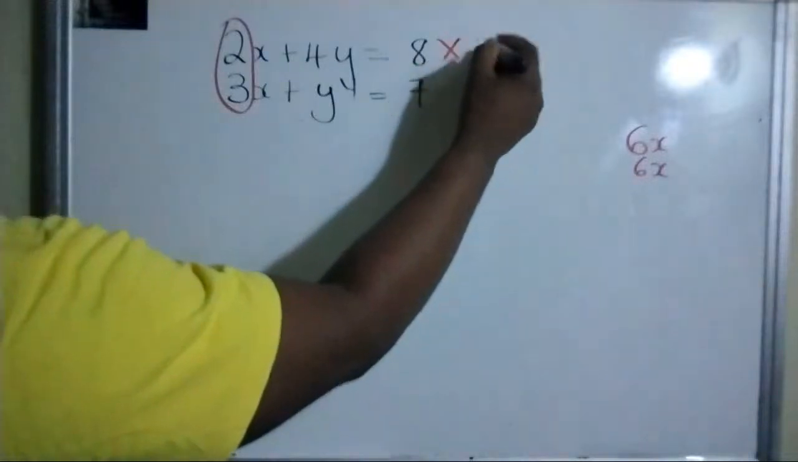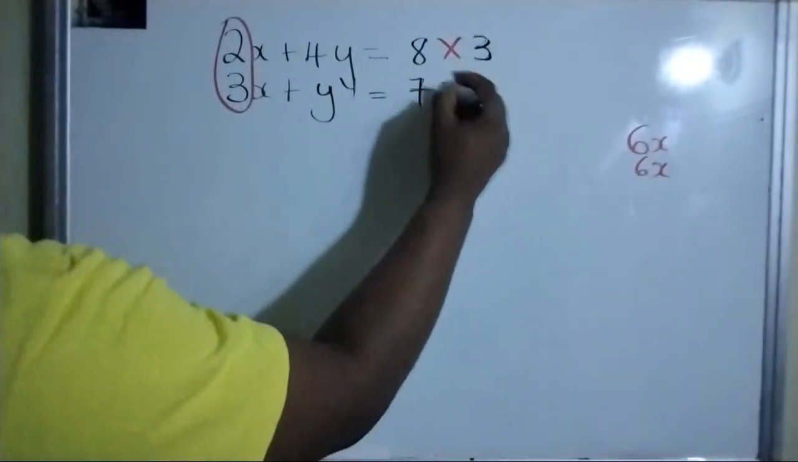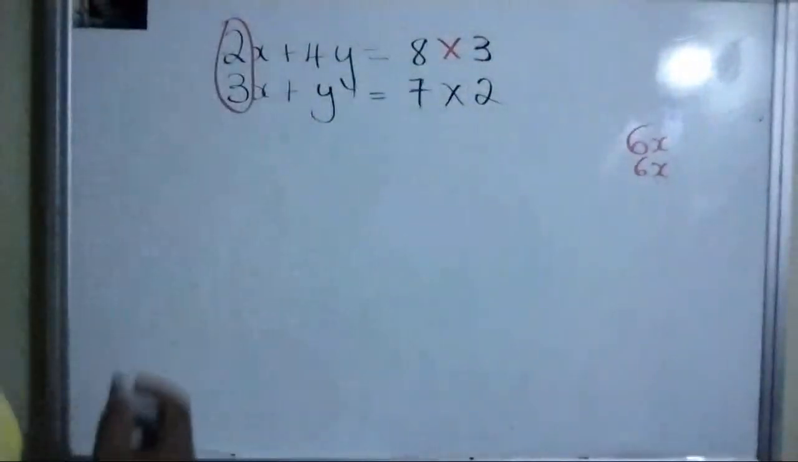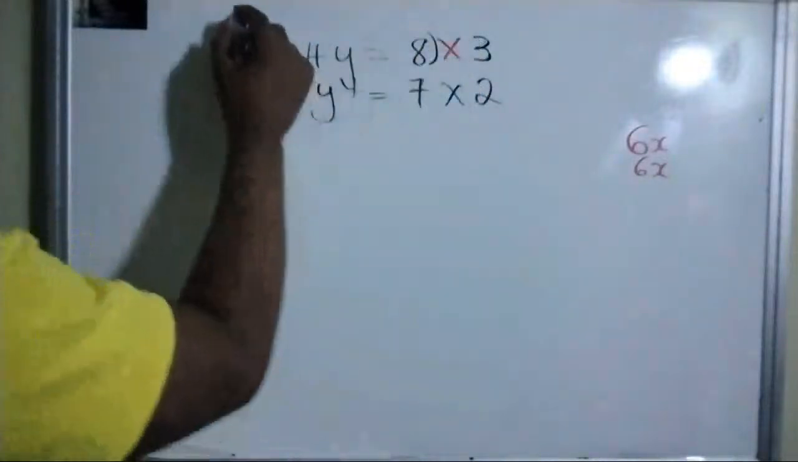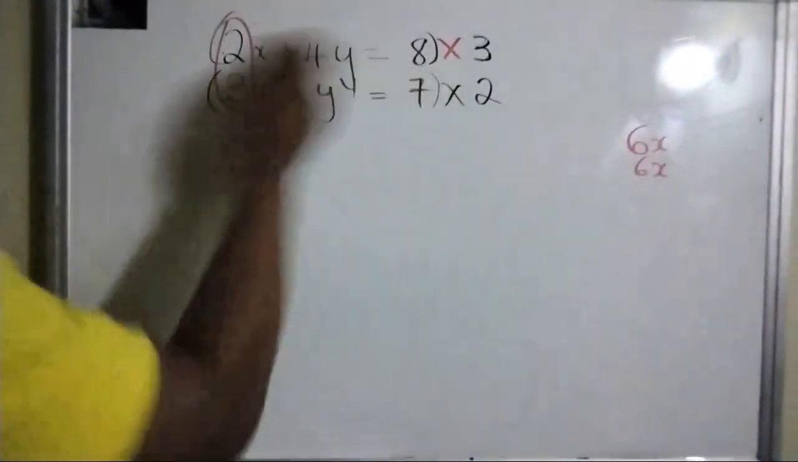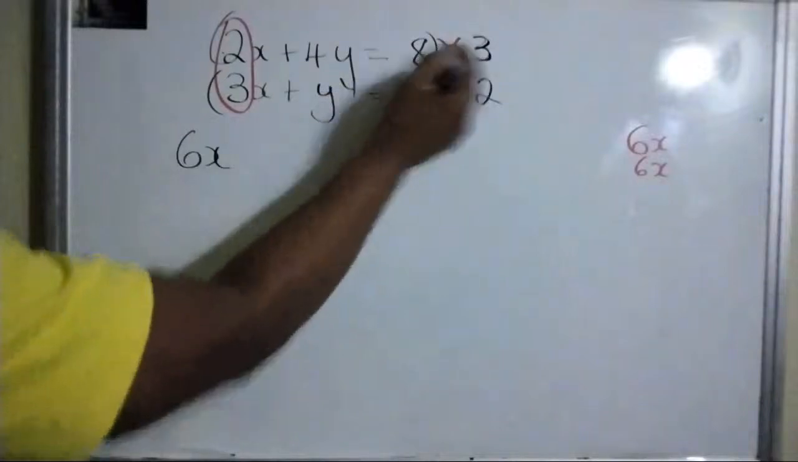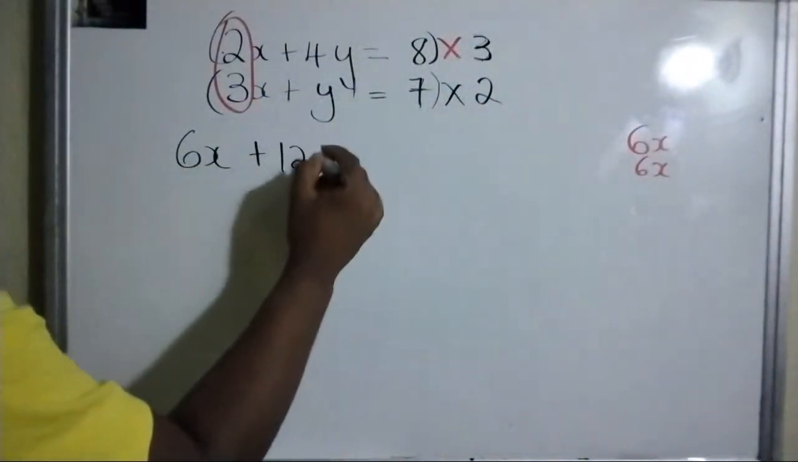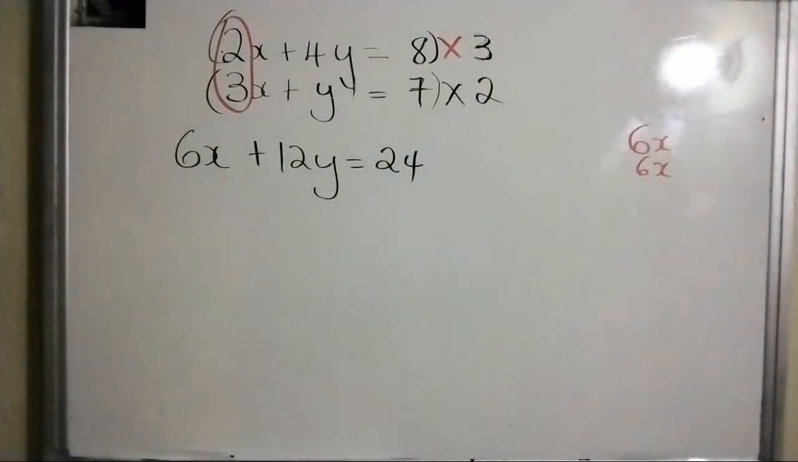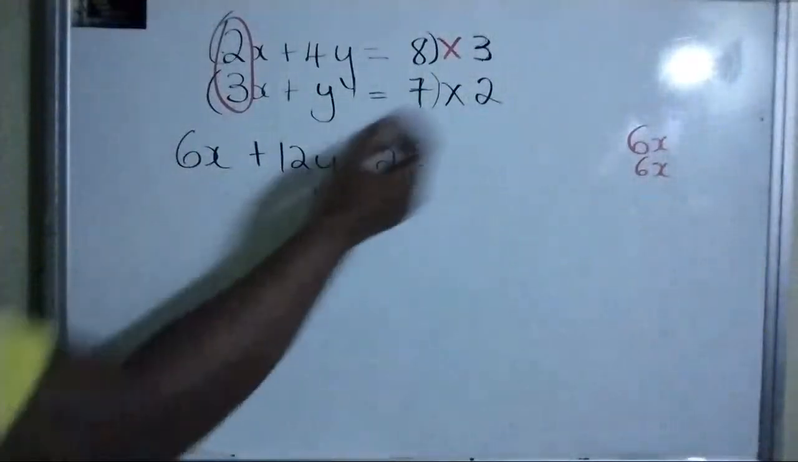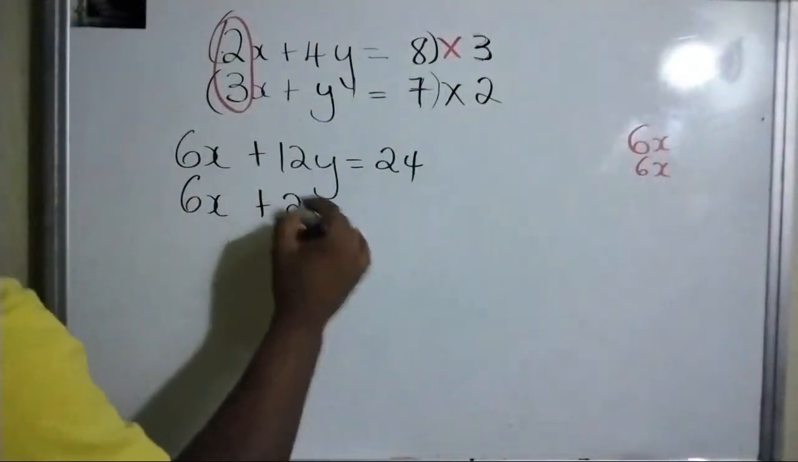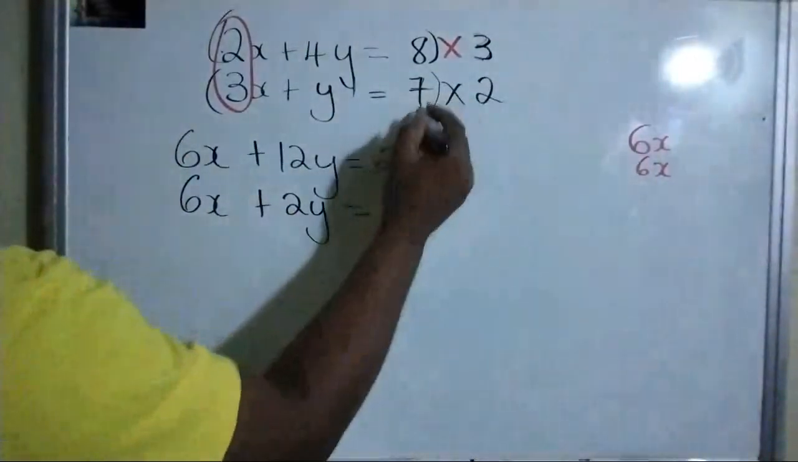Some students like to say it's like you swap them, if you want to look at it that way: 3, 2, 6. So I multiply everything by 2 and everything by 3. Let's go. 3 times 2 is 6x, 3 times 4 is 12y, and 3 times 8 is 24. Remember, that's why we multiply, so the coefficient can be the same. Then 2 times 3 is 6, 2 times y is 2y, and 2 times 7 is 14.